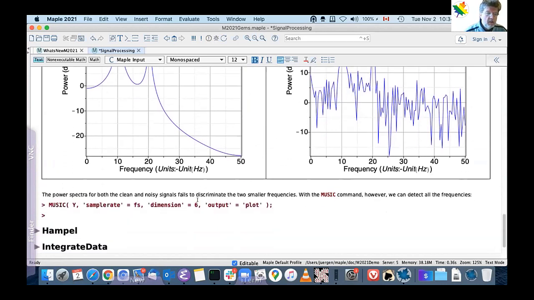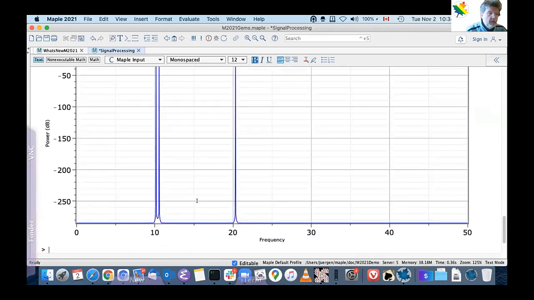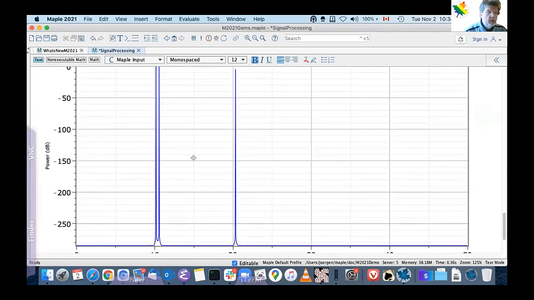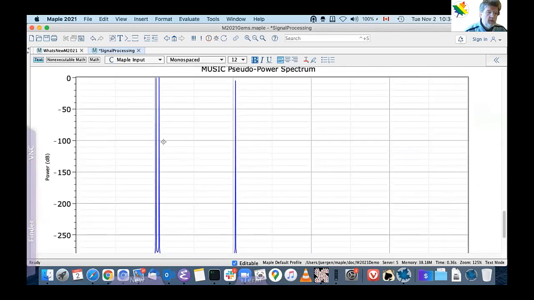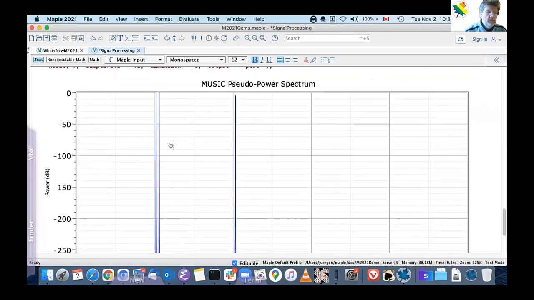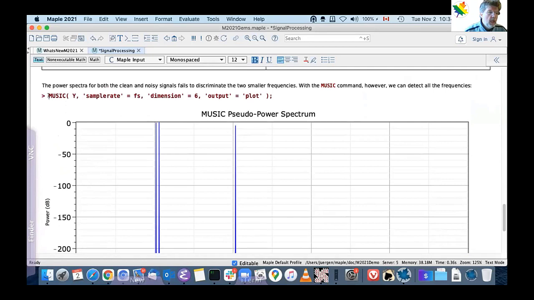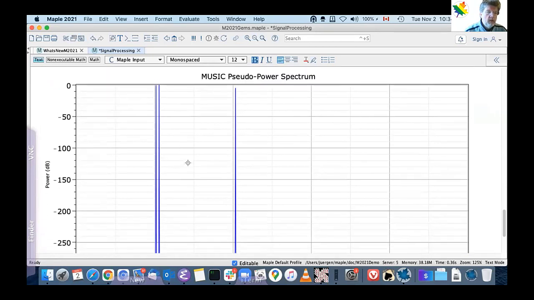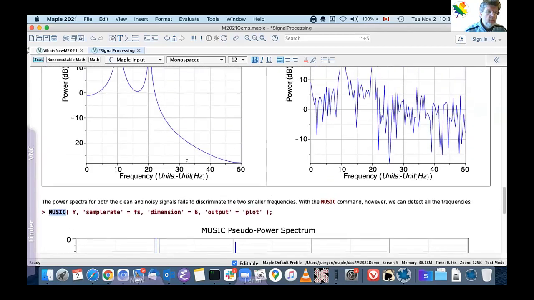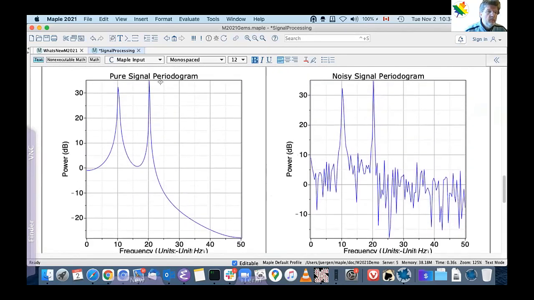But actually, the way we created the signal, there's 3 frequencies that are contributing, and 2 of them are very, very close together. So this is a very, very numerically unstable situation. And the MUSIC algorithm behind the music command is able to figure that out. And you can see that even for the undisturbed signal, the standard periodogram was not able to figure this out.